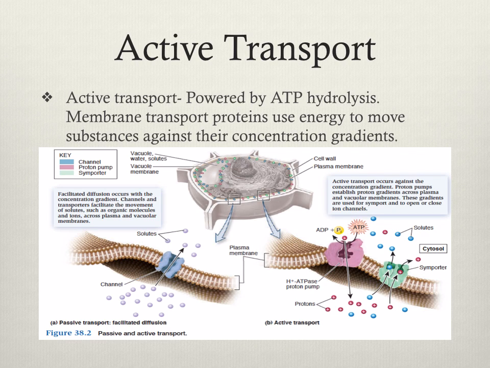Active transport is powered by ATP hydrolysis. Membrane transport proteins use energy to move substances against their concentration gradient. The hydrogen ATPase proton pump is an example of active transport. This proton pump is found in the plasma membrane of plant cells, which uses ATP to pump hydrogen ions against a gradient, as illustrated in Figure 38.2b.